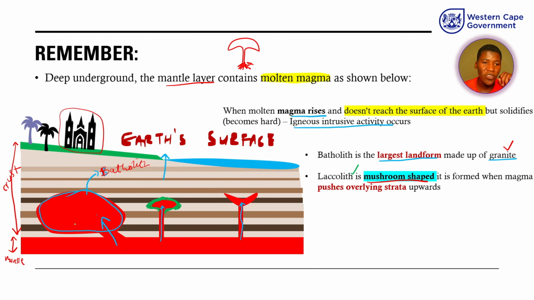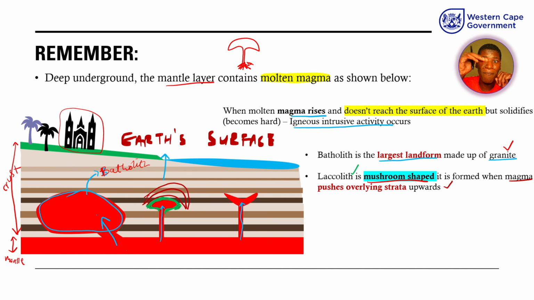So this mushroom shape, how does it occur? It occurs when magma pushes overlying strata upwards. So basically the magma here is actually pushing the rocks upwards. So the rocks here, the sedimentary rocks, will actually be pushed upwards. Whenever they say strata, we're talking about rocks, but we're still going to talk about that later in grade 11. For now, you just need to know that the layers of rock above the laccolith are pushed up in such a way that it makes a shape that looks like what?